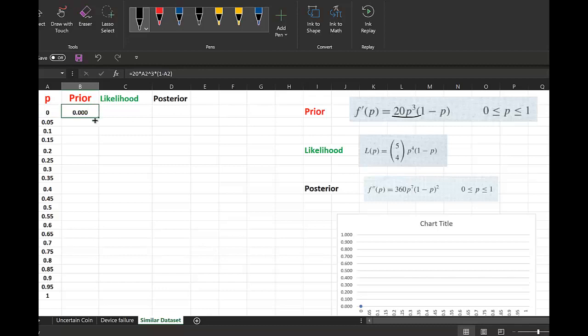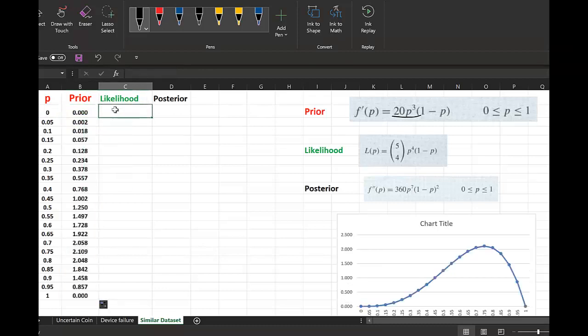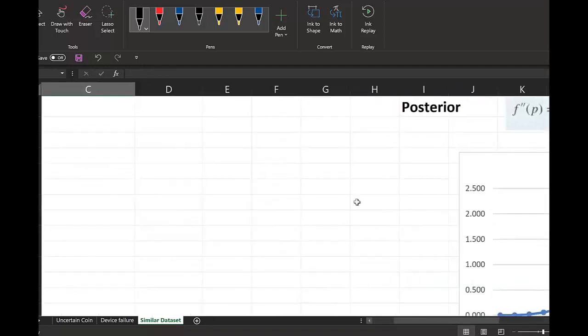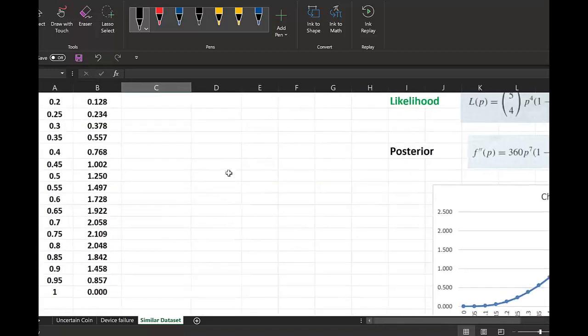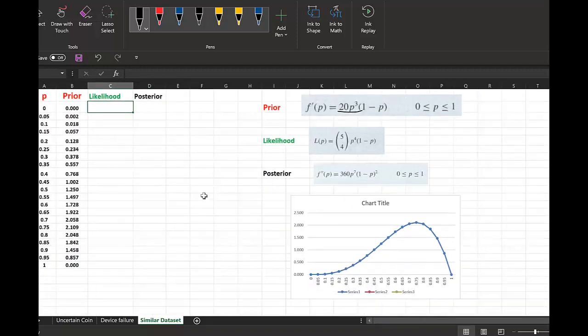If I double click, I will get all of this prior distribution, and this prior distribution is plotted in this case. So this is the prior distribution, and the same prior distribution is shown in a graph of p versus the prior distribution. Let's calculate the likelihood, and then we will discuss more about this graph.